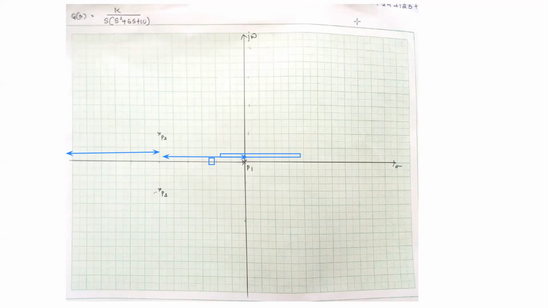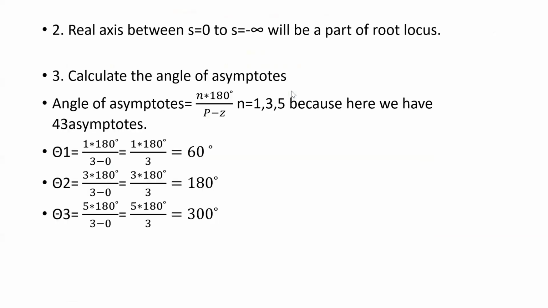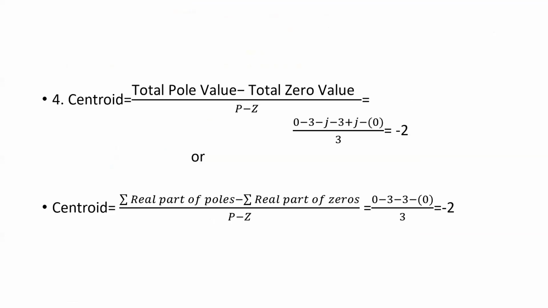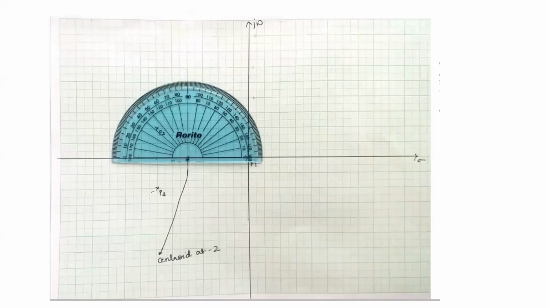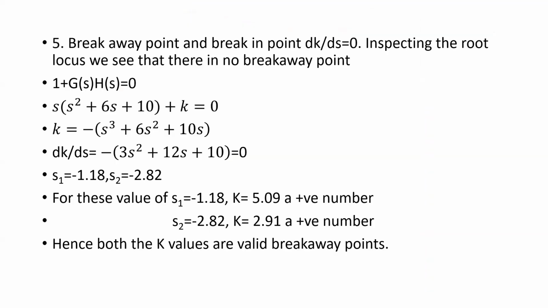Okay. Then coming to the asymptote, as I said, because there are no zeros, all the poles will have asymptotes. And minus 2 will be the centroid, that is the point from where the asymptotes will start. So using a protractor we'll mark the asymptotes, then we'll have to find the breakaway point. Okay, we have two breakaway points, and these two are valid breakaway points.